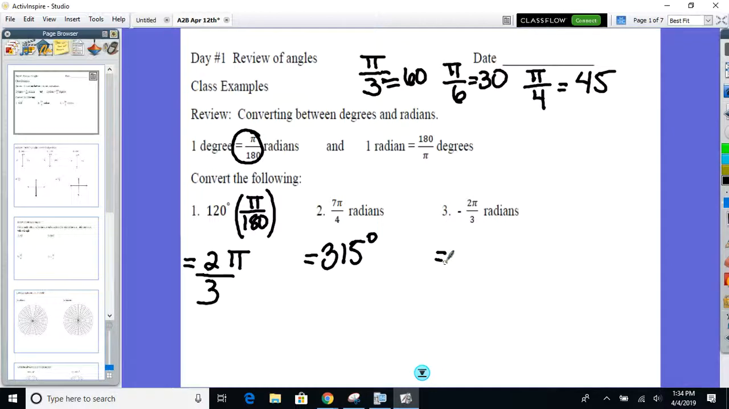All right, pi over 3. Number 3, pi over 3. 60 times negative 2. Negative 120. No big deal. Now, remember, if it is something other than 3, 6, and 4 down here, I am going to have to multiply by 180 over pi, unfortunately. All right, because I'm not going to remember all of them.